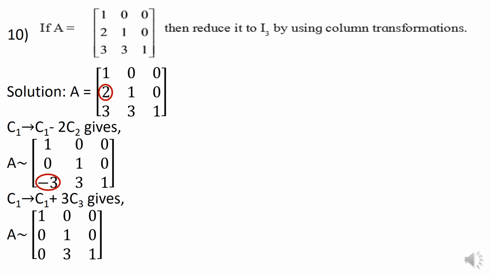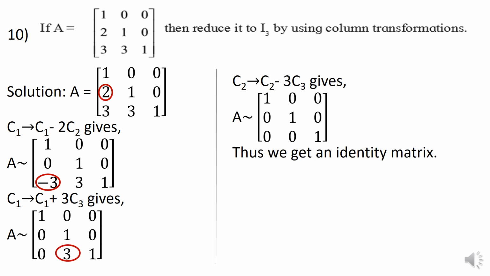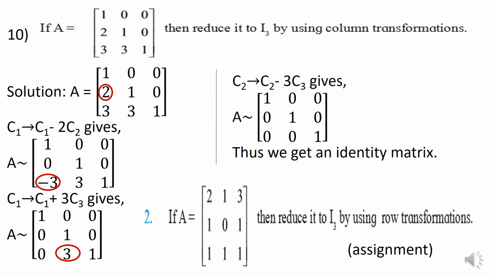In the next step, we want to convert this 3 into 0. And thus we do C2 changing to C2 minus 3C3. Thus we get the remaining identity matrix. Now the next sum, you can do it as an assignment in your notebook. It has been taken from the miscellaneous exercise of your textbook.